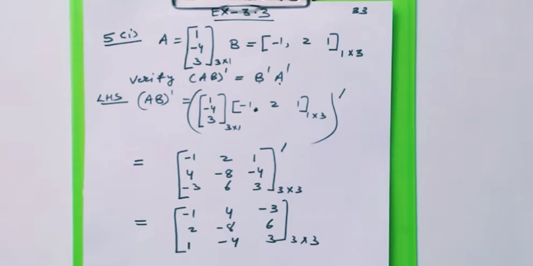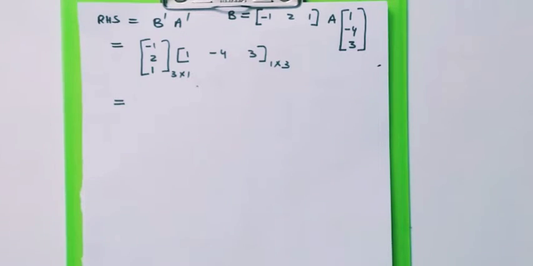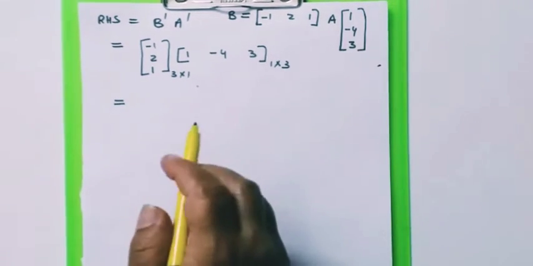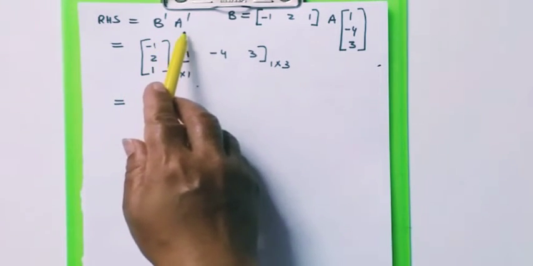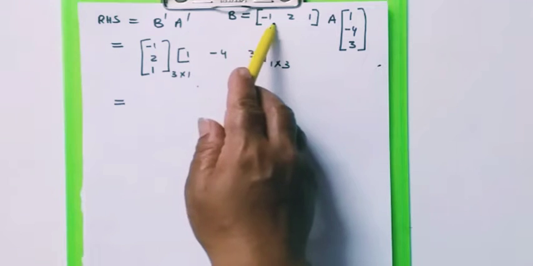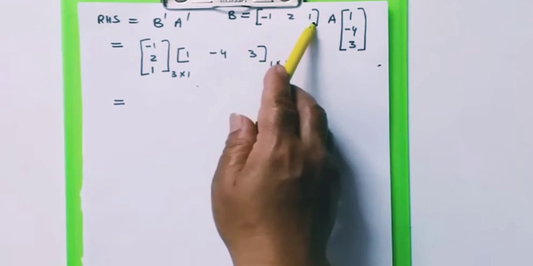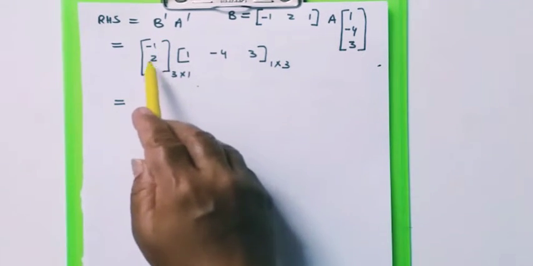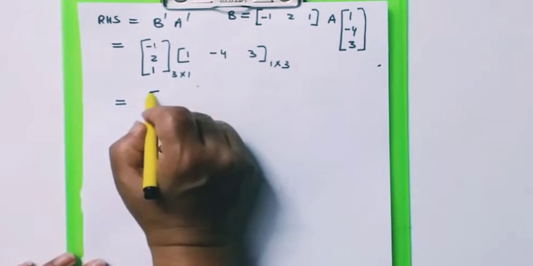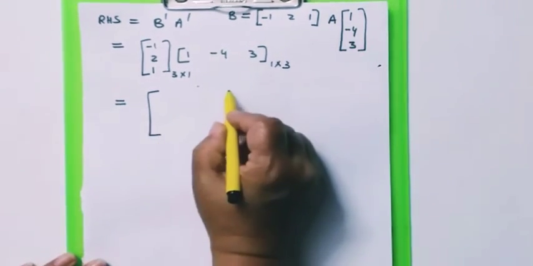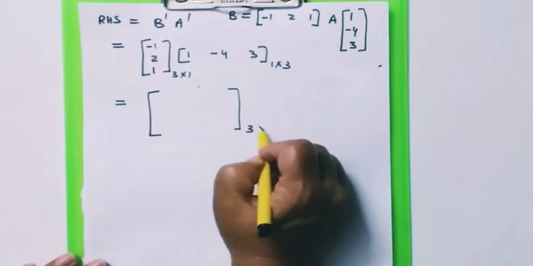So I got the value of LHS. Now we are calculating the right hand side, B transpose into A transpose. I see that the matrix B, which is a minus 1, 2, 1 row matrix, its transpose is this. Matrix A, its transpose is this. So I multiply these two matrices and the result is again going to be a 3 by 3 matrix.